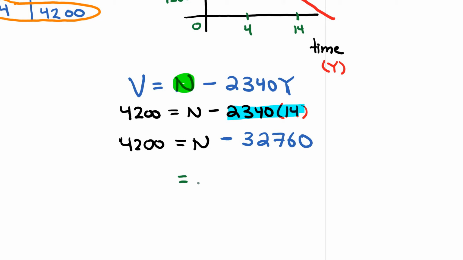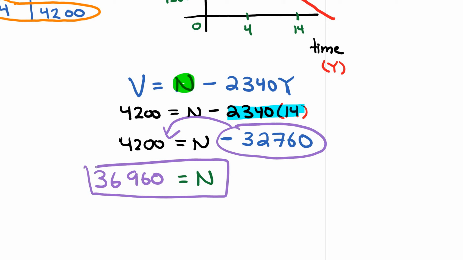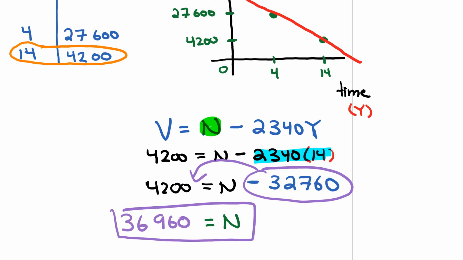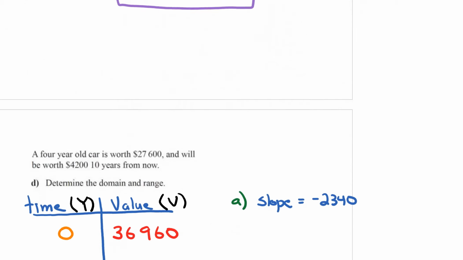All right, so 32,760. And then let's go ahead and solve for n by adding this. If I bring this to the other side, we add it to 4,200, and if I do that, I get 36,960 as my new value of my car. Okay. All right, so if I went back to my table here, what that really means is when time is 0, or at the very beginning, the new value of the car is $36,960.